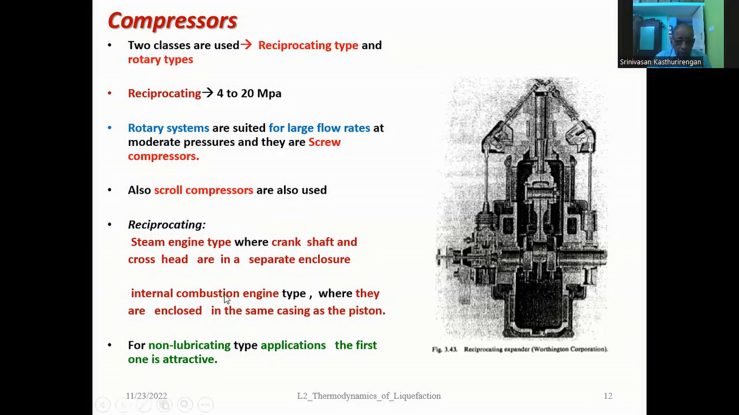There are non-lubricating type systems also, and non-lubricating type systems are very much attractive. Okay, where they use a leather sort of arrangement, a cup, so that the gas is not contaminated by the oil at the bottom of the enclosure.